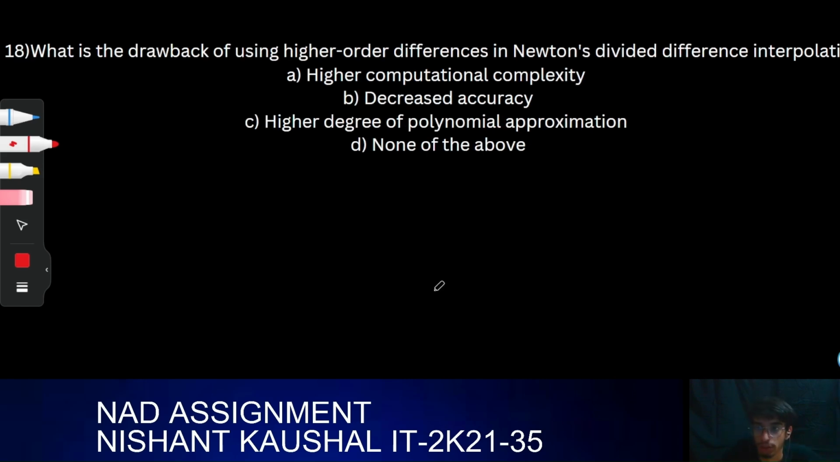Let us proceed to question number 18. What is the drawback of using higher order differences in Newton divided difference interpolation? Higher computational complexity, decreased accuracy. This is not a drawback. What is higher degree of polynomial approximation? Not so. None of the above. So the answer will be A. Higher computational complexity is a drawback of higher order differences because its values will be complex, and to solve that it will take more time. So it is one of the drawbacks of Newton divided difference interpolation.